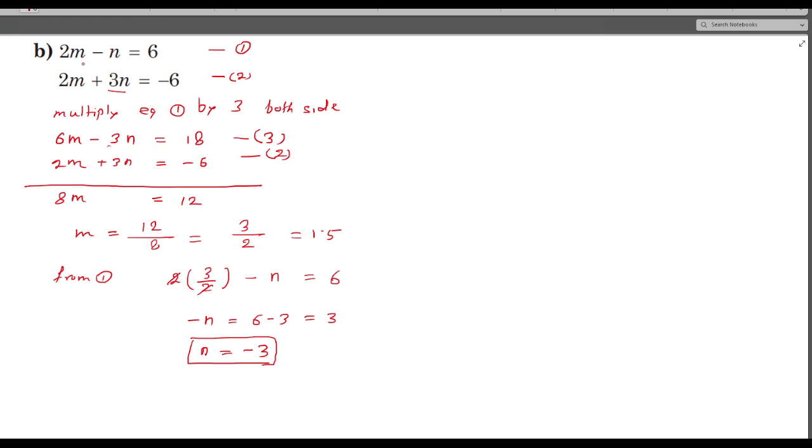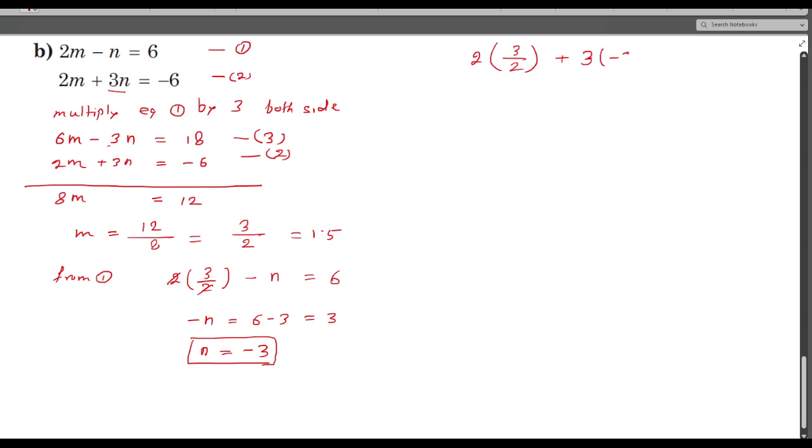Now are these values correct? For that, let us substitute in equation 2. So 2 times m, now m is 3 divided by 2, plus 3 times n, so n is -3. Now this 2 will cancel. So it is 3 minus 3 times 3 is 9. 3 minus 9 is -6. Okay.